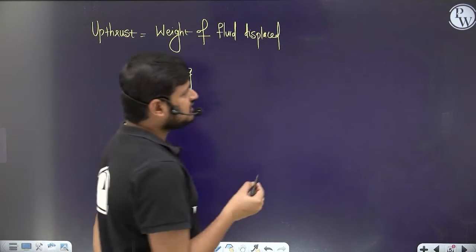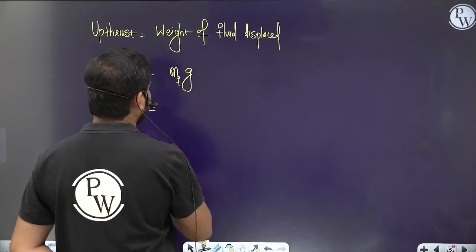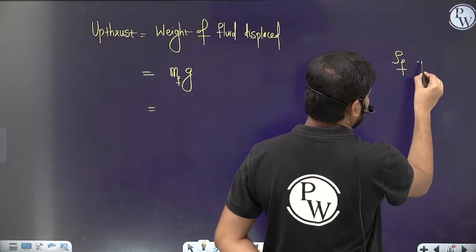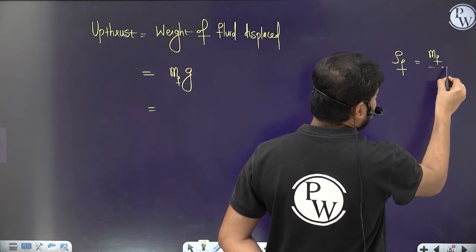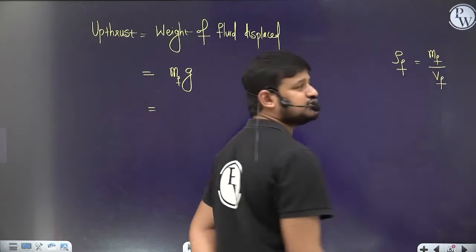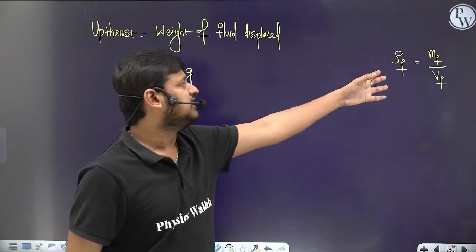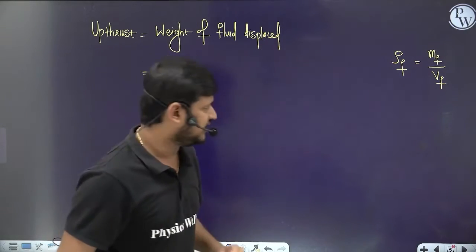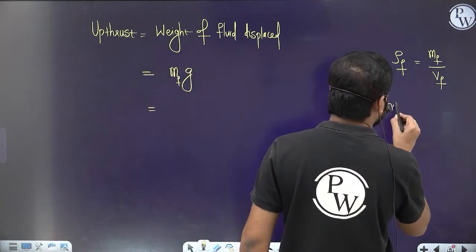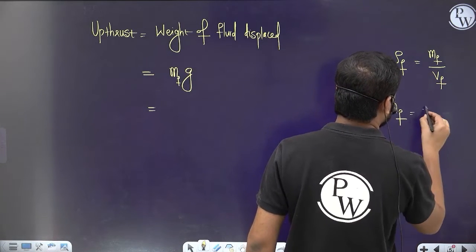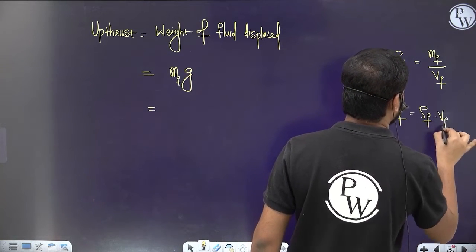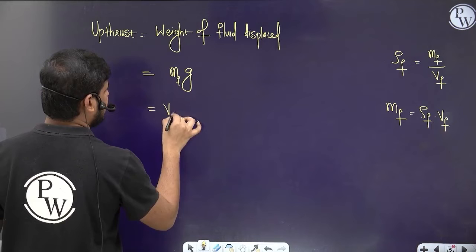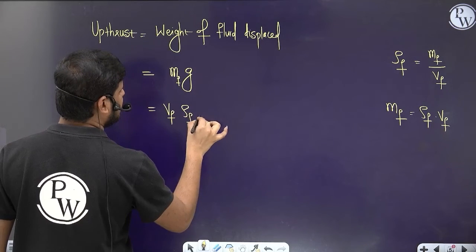Let's write the mass of the fluid as mf. We know that the density of the fluid is equal to the mass of the fluid divided by the volume of the fluid. Density is mass upon volume. From here, the mass of the fluid is equal to rho f into Vf. So that's what I am going to replace here. In place of mf, I am writing Vf rho f into g.